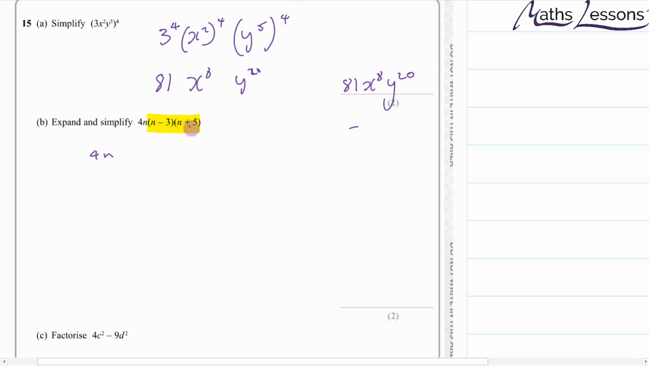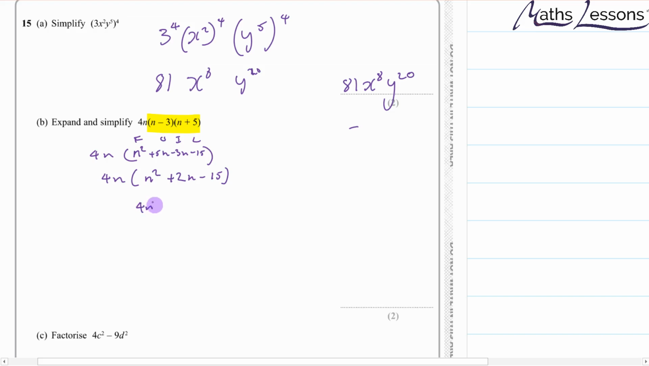So what we're going to do, we're going to do the n minus 3 times by the n plus 5. So we get n squared for the first two things. If you're a bit rusty, first, outer, inner, last. The outer two things plus 5n, the inner two things minus 3n, and the last two things minus 15. We'll simplify that first. That gives me n squared plus 2n minus 15, and then multiply that out.